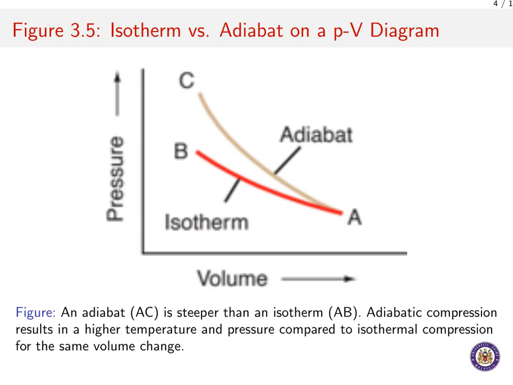You can immediately see that the adiabat is much steeper. Why is that? Well, during adiabatic compression, the work we perform on the parcel increases its internal energy, which in turn raises its temperature. A hotter parcel at the same volume will naturally exert more pressure. So for the exact same change in volume, the adiabatic process results in a higher final pressure and temperature than the isothermal one. This is a crucial distinction that we will build upon next.